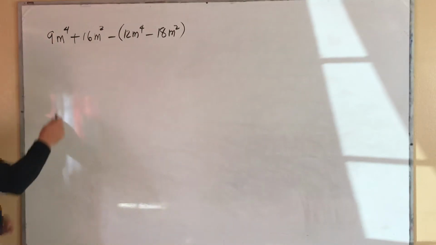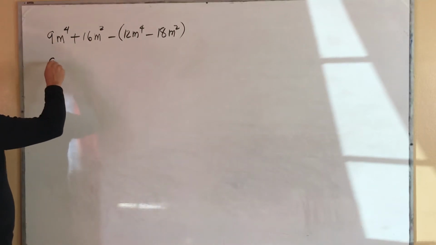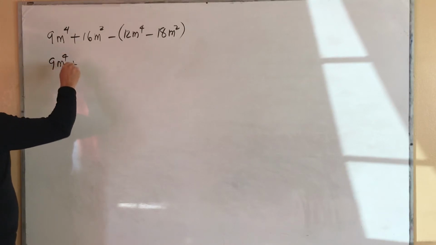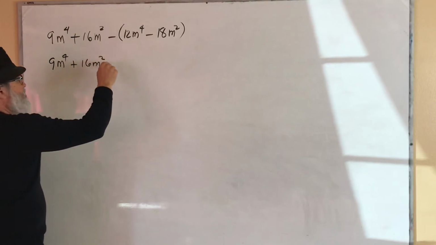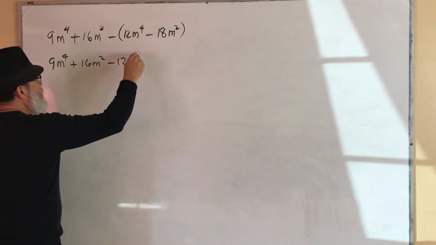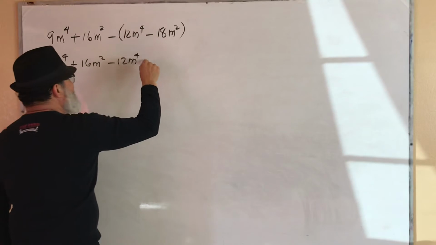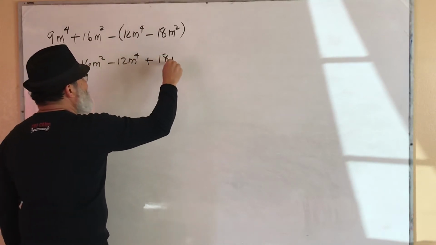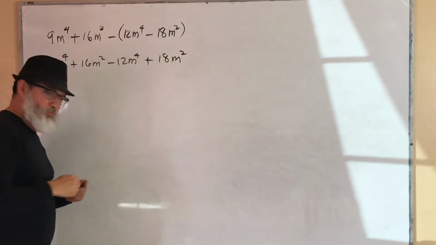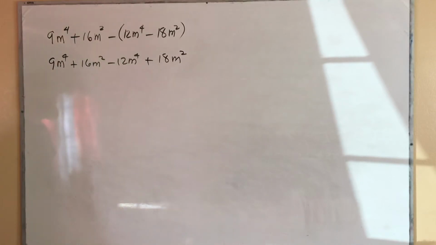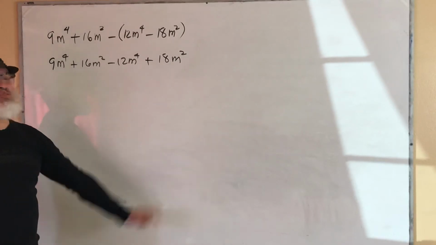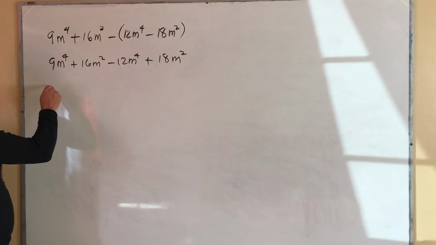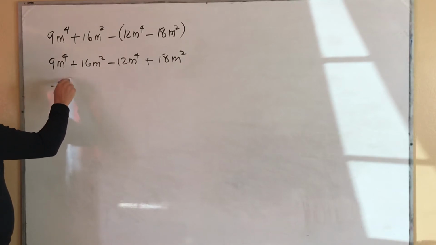By distribution, this becomes 9m to the fourth plus 16m squared. A negative times a positive is minus 12m to the fourth. A negative times a negative is plus 18m squared. Okay. Combine like terms. 9m to the fourth minus 12m to the fourth is what? Minus 3m to the fourth.